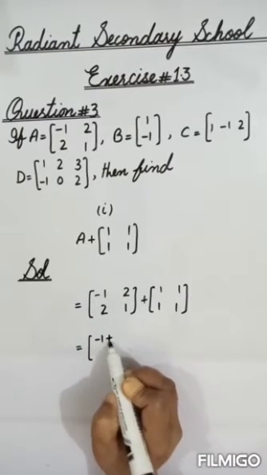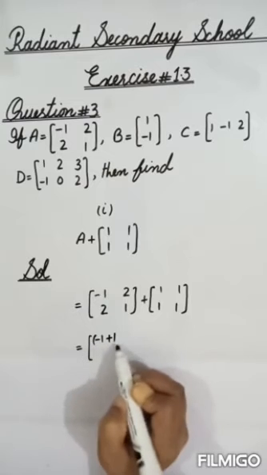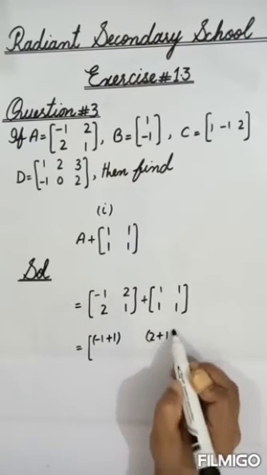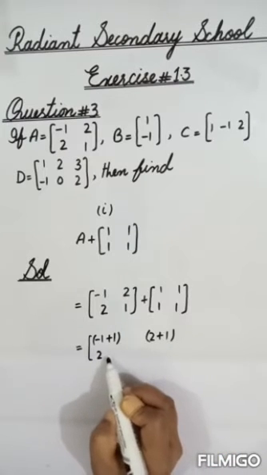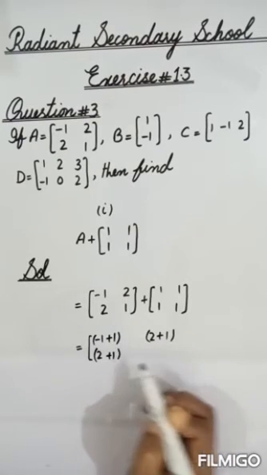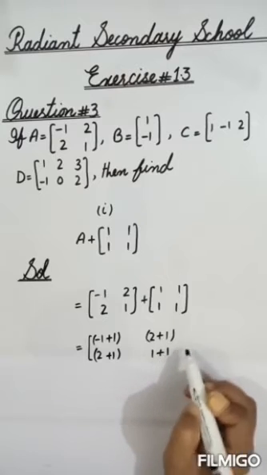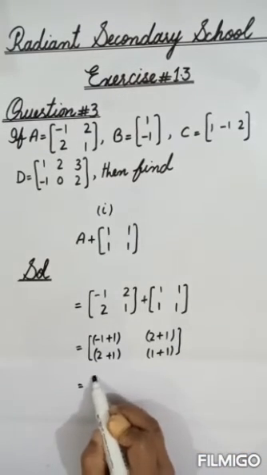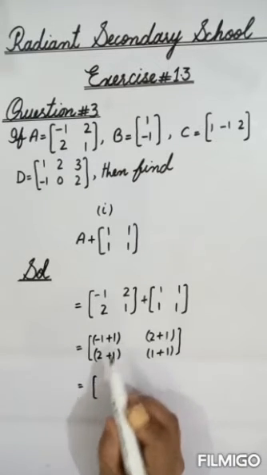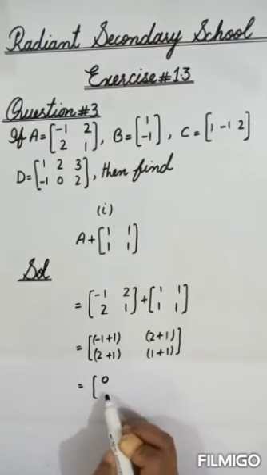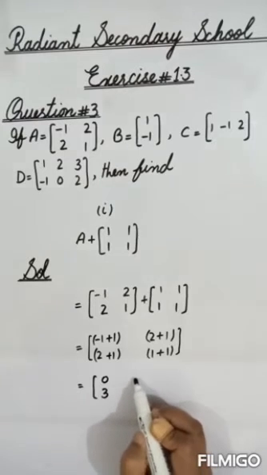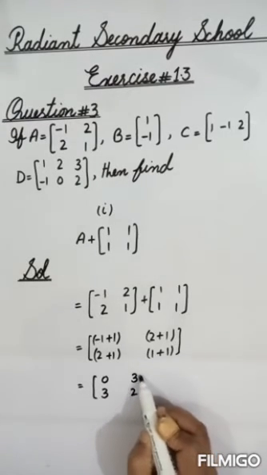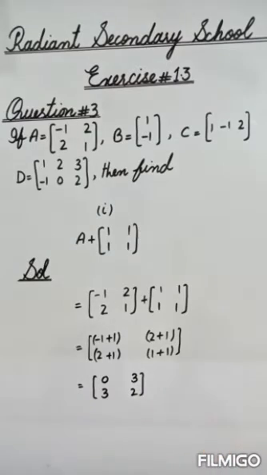-1 plus 1, 2 plus 1, 2 plus 1 and 1 plus 1. It goes to -1 plus 1 equal to 0, 2 plus 1 is equal to 3, 2 plus 1 is equal to 3 and 1 plus 1 equal to 2. This is the answer of the part 1.